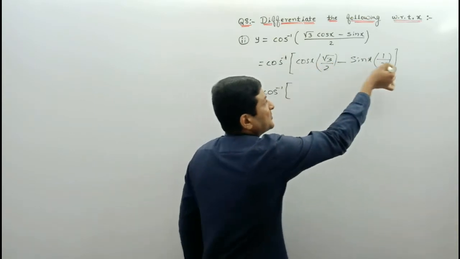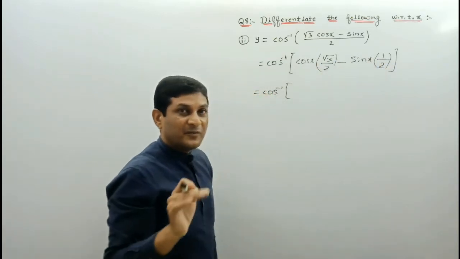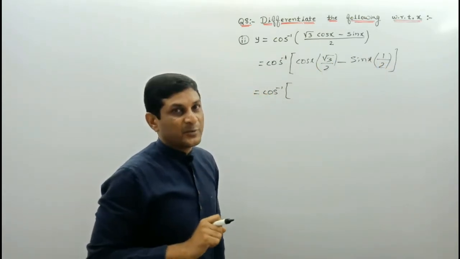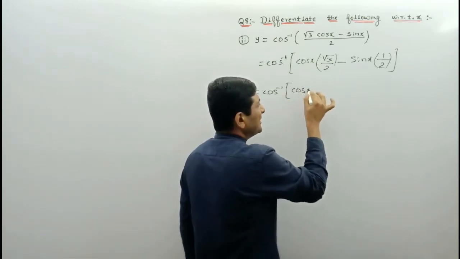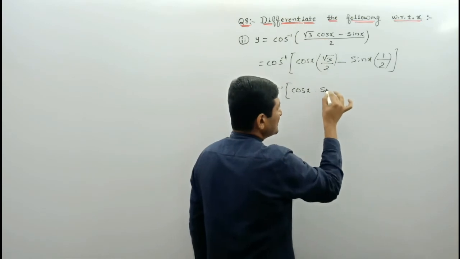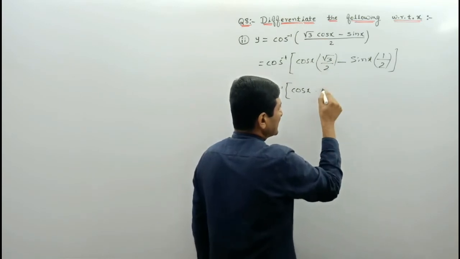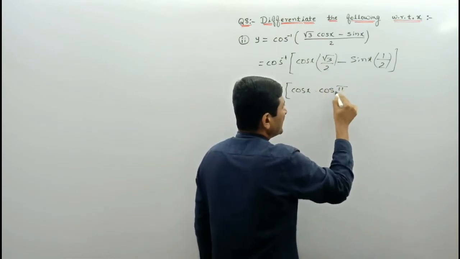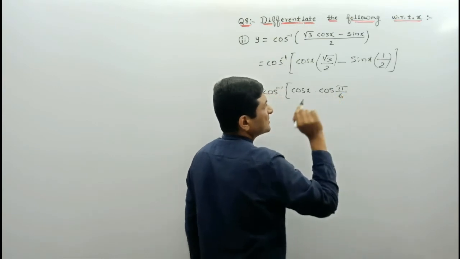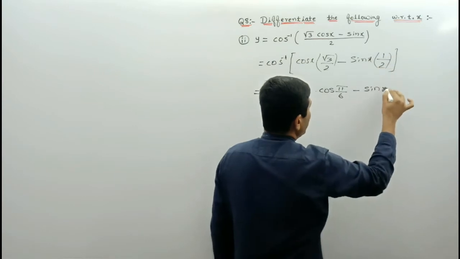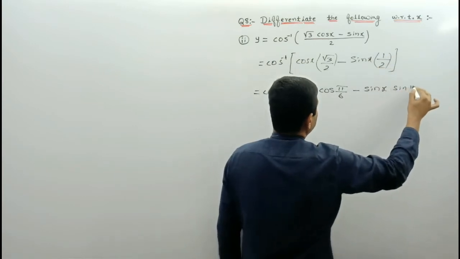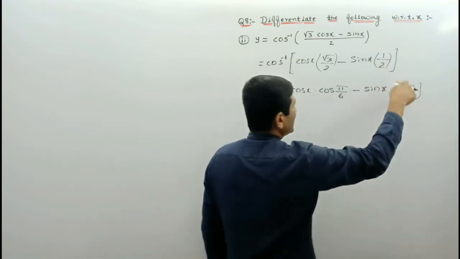So the sum of squares of these two numbers is 1, but in this example there is no need to prove it. Why is it not essential? Because √3/2 is the value of what? cos pi by 6, cos 30. So directly we are able to replace it by cos 30, means cos pi by 6. In the same way, 1/2 is the value of what? sin pi by 6, sin 30. So directly we are replacing it by what?